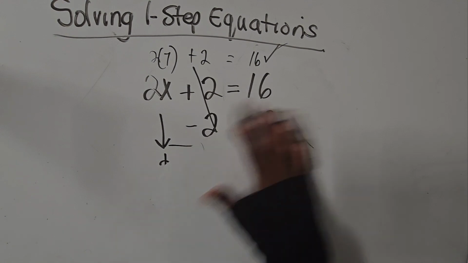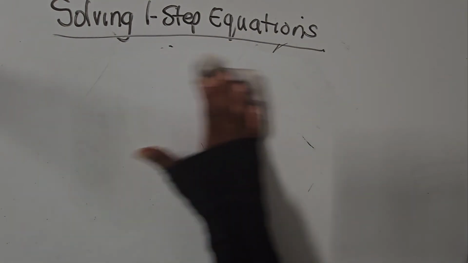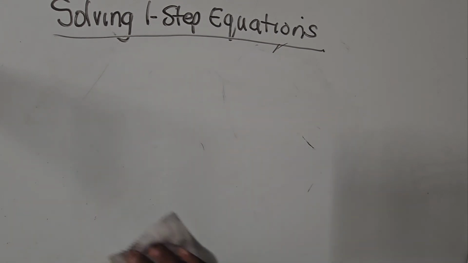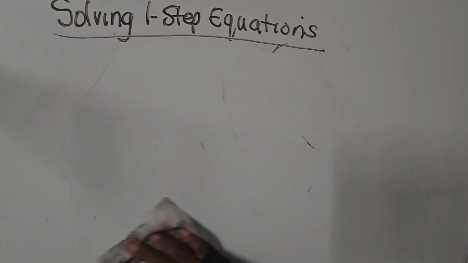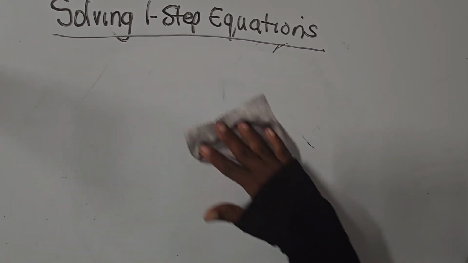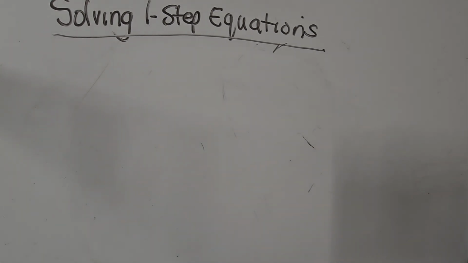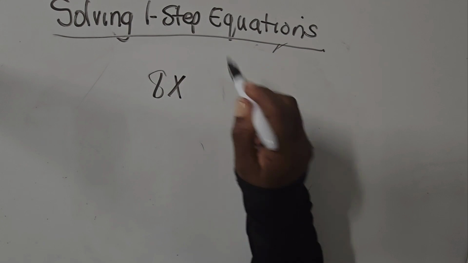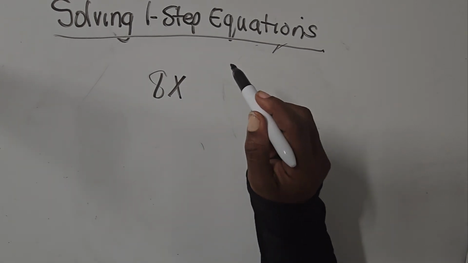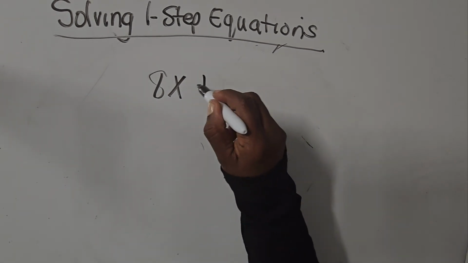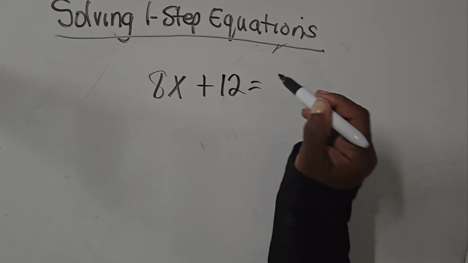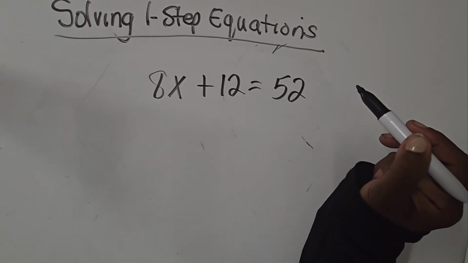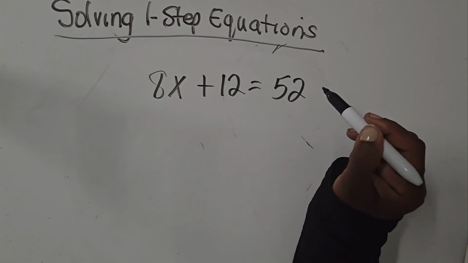I wanted to do one maybe that doesn't look that straightforward. Sometimes the equations are written all sorts of ways and they're not so straightforward. All right, maybe I'll do a bigger number this time. 8x. Forget the 2x. Okay, plus 12 equals 52. I'm doing larger numbers. I'll do one more after this.